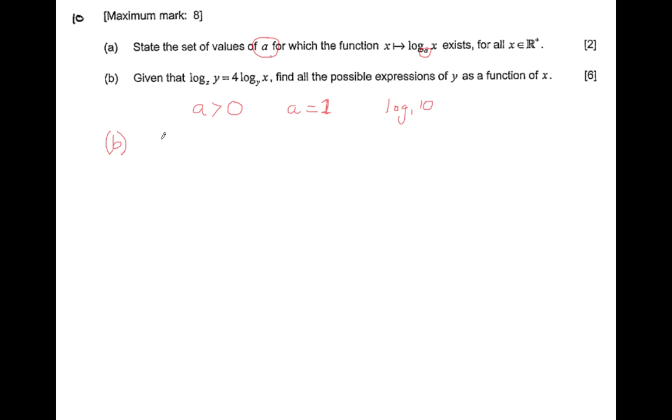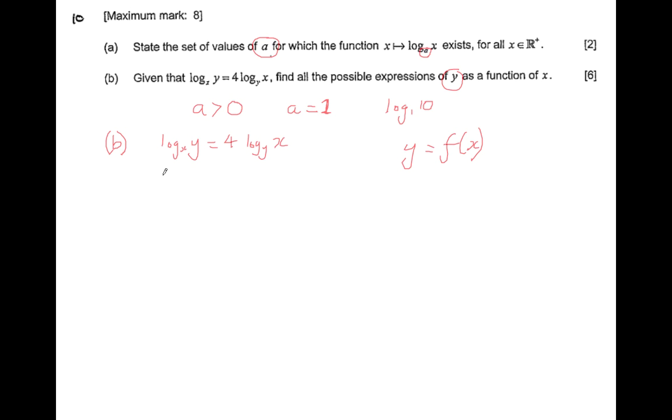So part B, this is a starting point. Log to the base x of y is equivalent to 4 times log to the base y of x. We need to write y as a function of x. So we're heading towards y as a function of x. If you have no clue how to do this, the usual starting point, if you have different bases to logarithms, is to change it to the same base.